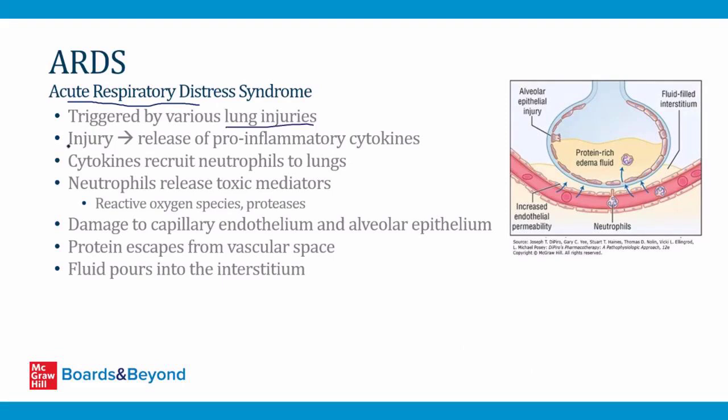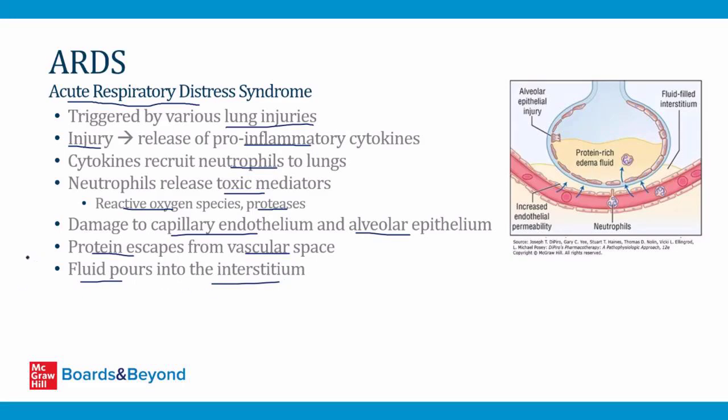The way this develops is the injury leads to release of pro-inflammatory cytokines, and the cytokines draw neutrophils into the lungs. And then the neutrophils release toxic mediators, things like reactive oxygen species and proteases, and these things damage the capillary endothelium and the alveolar epithelium, and this leads to proteins escaping from the vascular space, meaning from the blood, into the alveoli. Once proteins get inside the alveoli, they draw fluid in, and so fluid pours into the interstitium and the space surrounding the alveoli.